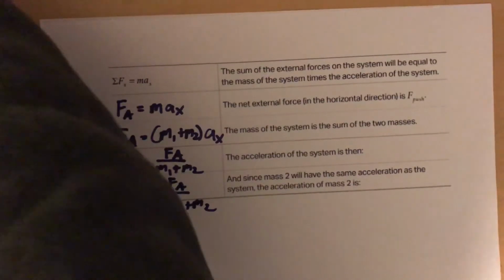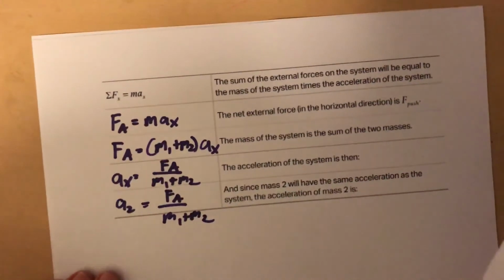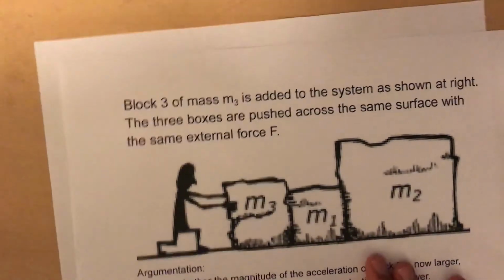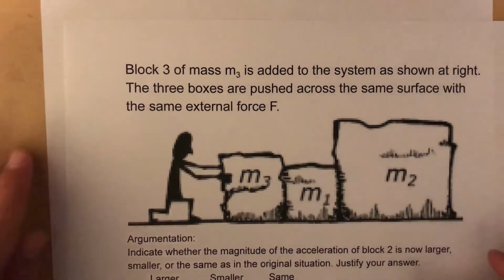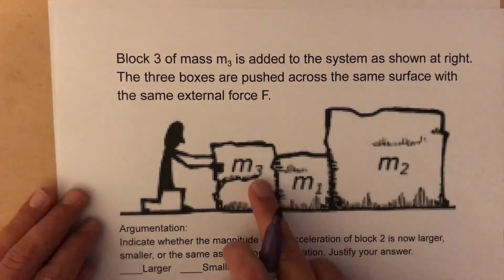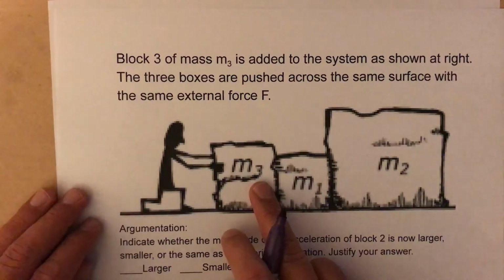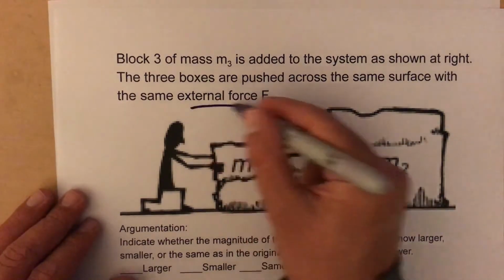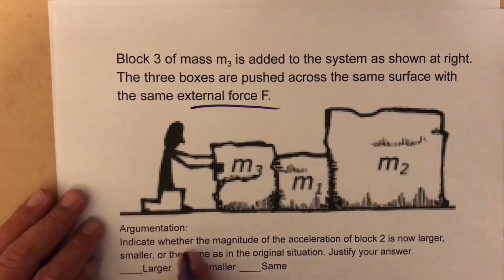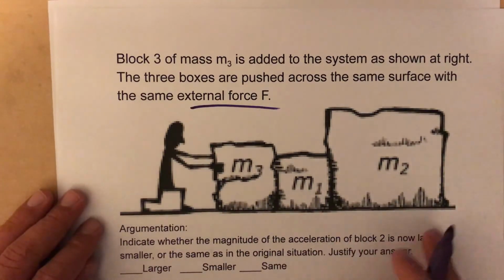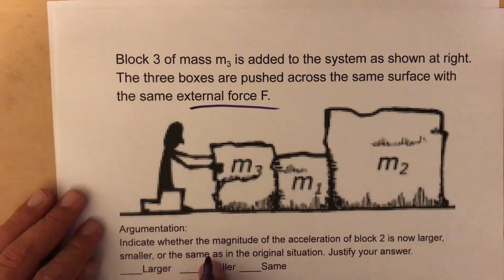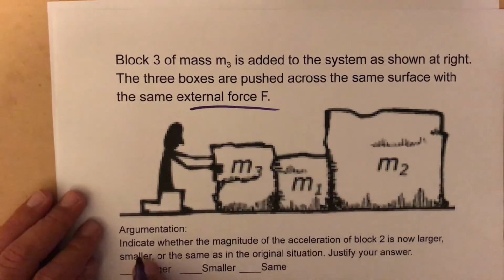The last part here is they say, what if we add a third block? So block 3 of mass M3, that's right here, is added to the system as shown at right. The 3 boxes are pushed across the same surface with the same external force as before. So indicate whether the magnitude of the acceleration of block 2 is now smaller or the same as the original, larger, smaller, or the same as the original situation.